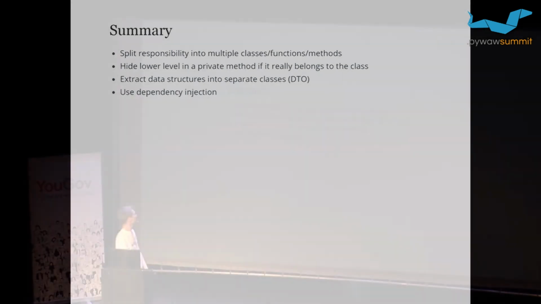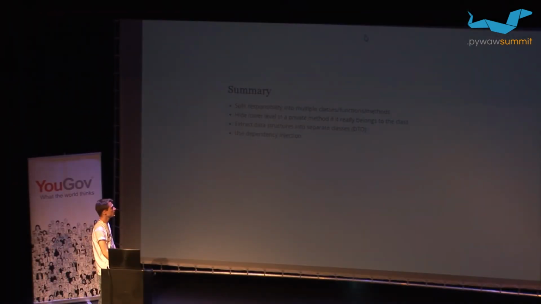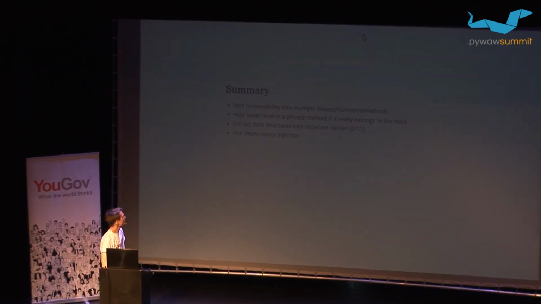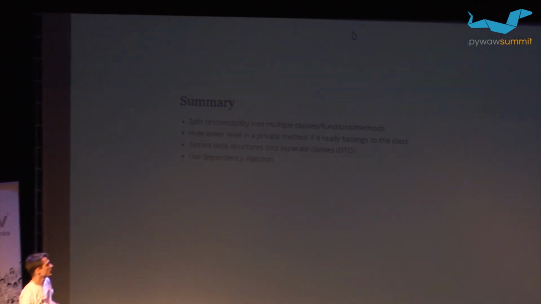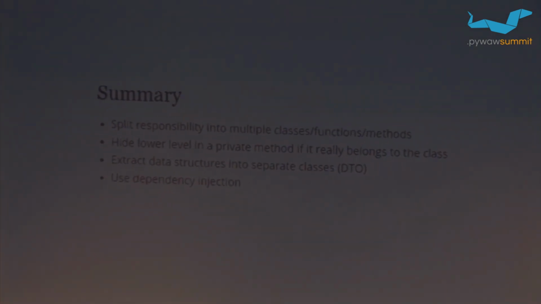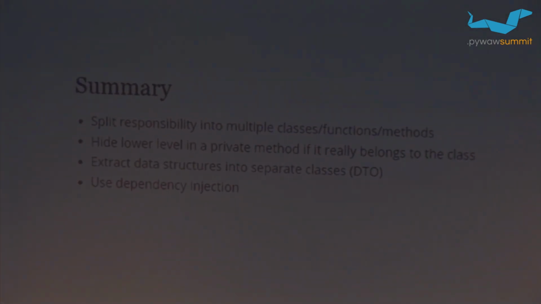Okay, so that's it. To summarize, we should split responsibility over classes, functions, and methods. Sometimes we have a responsibility which should actually belong to the class, and it's on a lower level, so we can move it to a private method, like in this example of preparing email messages. We had a separate method for preparing the email subject. It belongs to the class, but we can hide the details and pull the responsibility to the method.